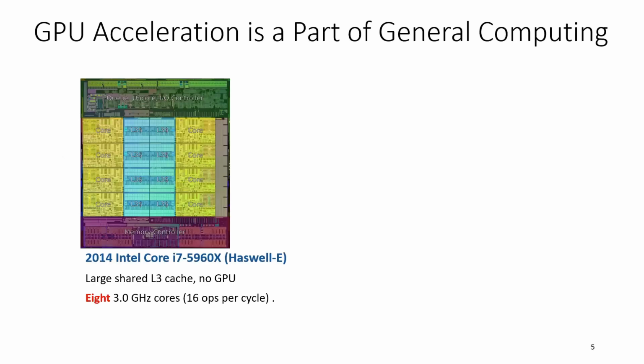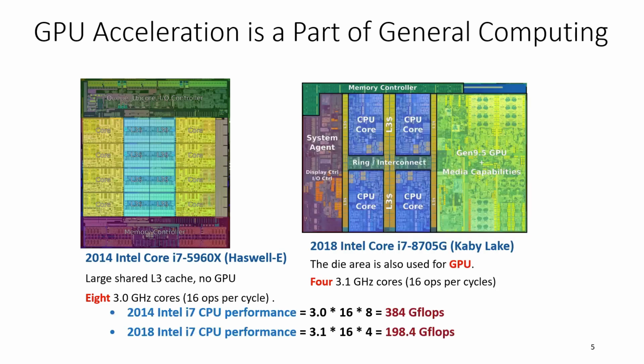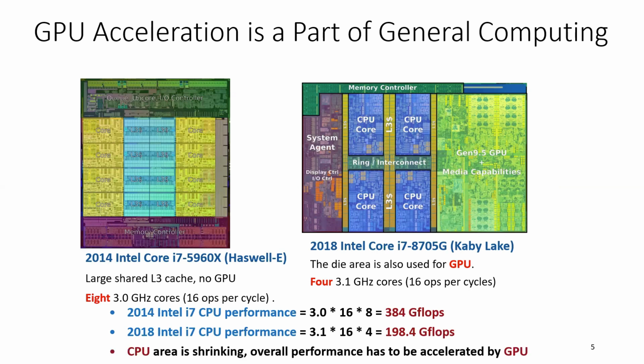Let us compare an Intel processor Core i7 in 2014 and one in 2018. The one in 2014 was CPU only, while the one from 2018 is a GPU-CPU hybrid. If we only use CPU today, the computing performance is lower than that in the 2014 processor. Computing must be accelerated by GPU today for continued performance improvements.